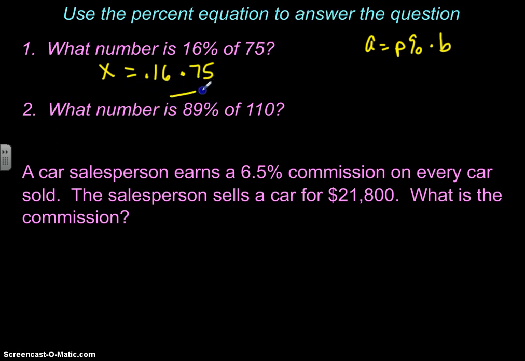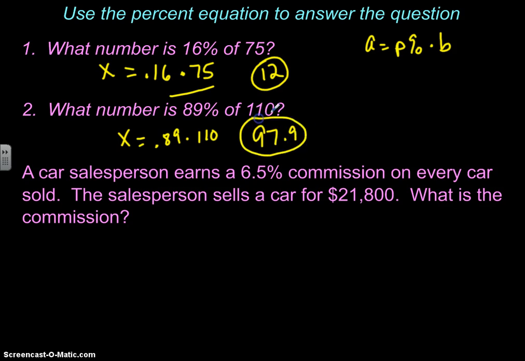Let me see if I can get a pen here. These two numbers together, and we get 0.16 times 75, and we get 12. So 12 is 16% of 75. Again, just read it. What number, that's X, is equal 89%, 0.89, of is times 110. So multiply 0.89 times 110, and I get 97.9. Okay. Again, we'll take a percentage of a number, we get a number, we don't get a percentage.